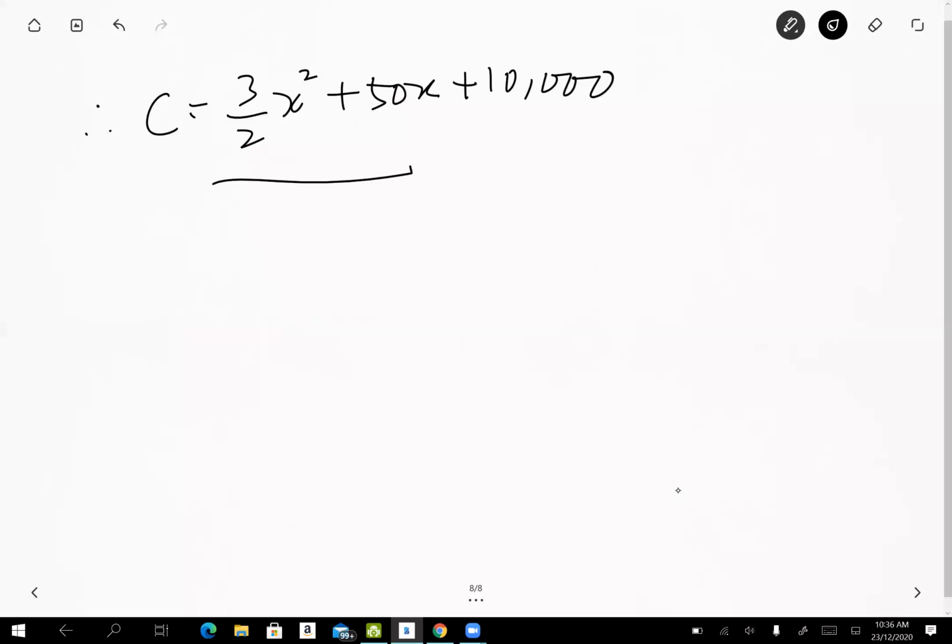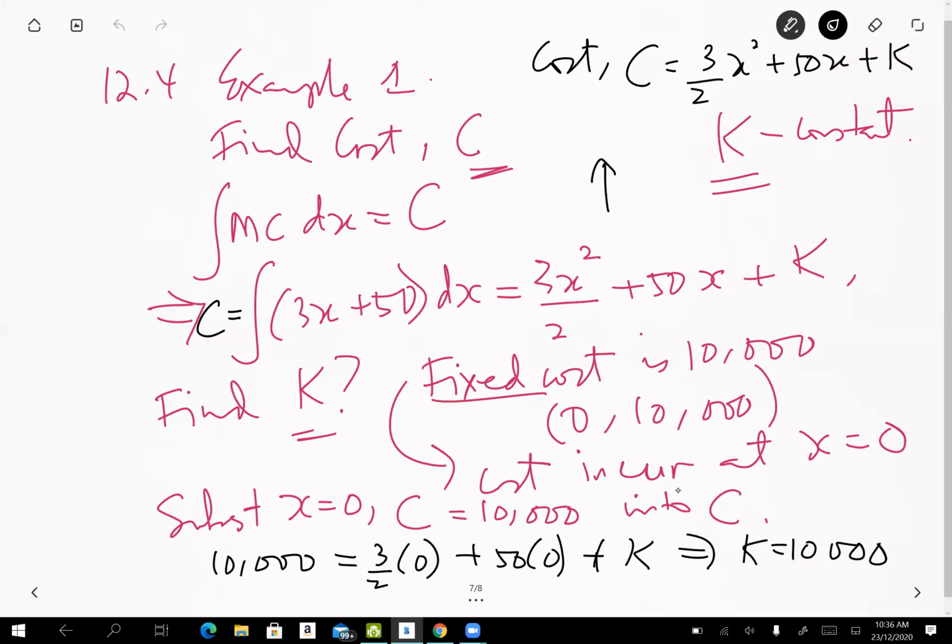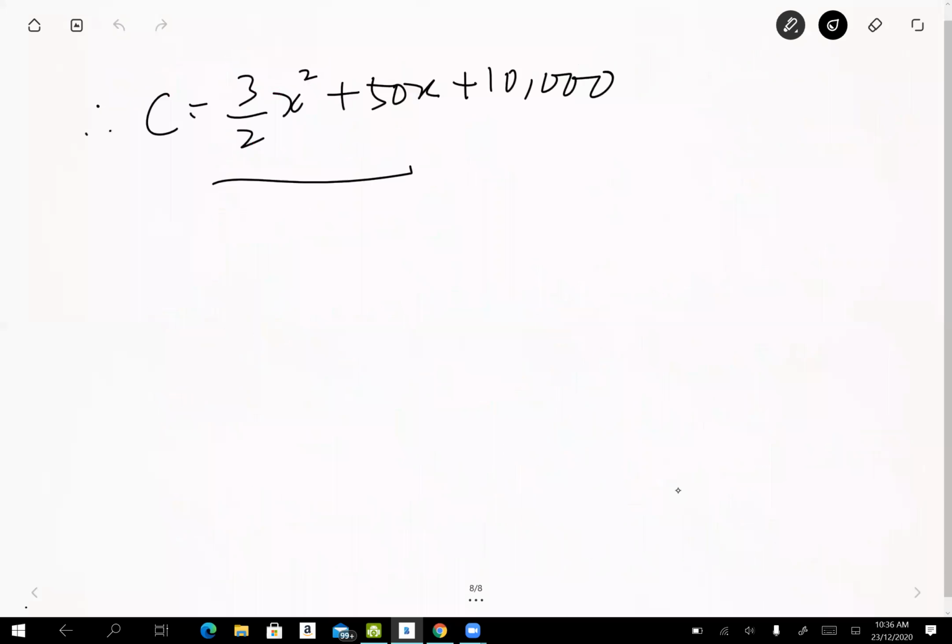In other words, that k equals 10,000. You put back into the cost function. So that is our cost function, with a specific value of the constant. All right. Any question about this?